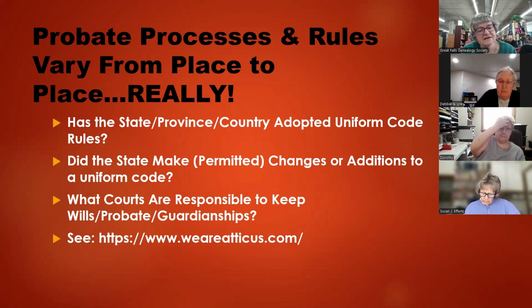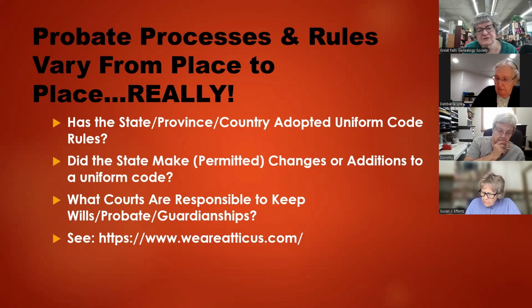For the United States, the first thing to know is if they did not adopt uniform code rules, what permitted changes or additions did they make, or what did they keep? And what are the things from the uniform code that they took in? You can do that again by going out to familysearch.org and putting in the state's name with probate rules.